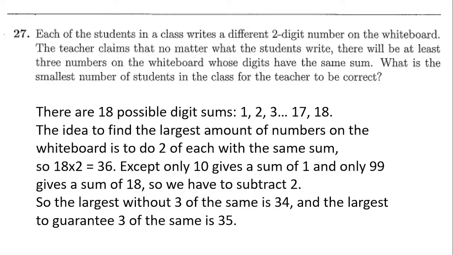there's only one way to get a sum of 1 and 18. So 10 gives you the sum of 1, and 99 gives you the sum of 18. So there's only one way to do both of those. So we have to subtract 2. So the largest without 3 of the same is 34. So the largest to guarantee 3 of the same is going to be 35.